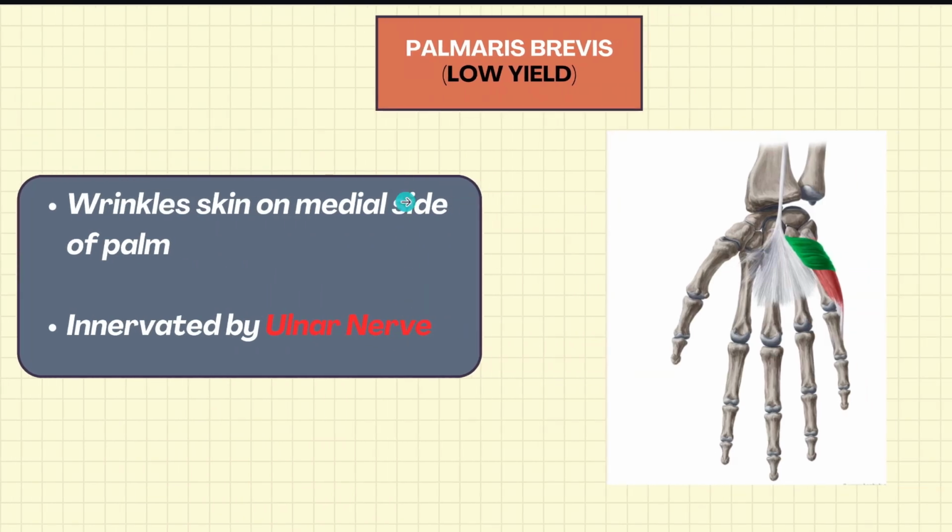Now, this muscle is not that high yield whatsoever. It was not even in the slides, it was just in the table that Dr. Elena had. However, I added it for the sake of completion. So, the palmaris brevis is for wrinkling the skin of the medial side of the palm, and is innervated by the ulnar nerve.